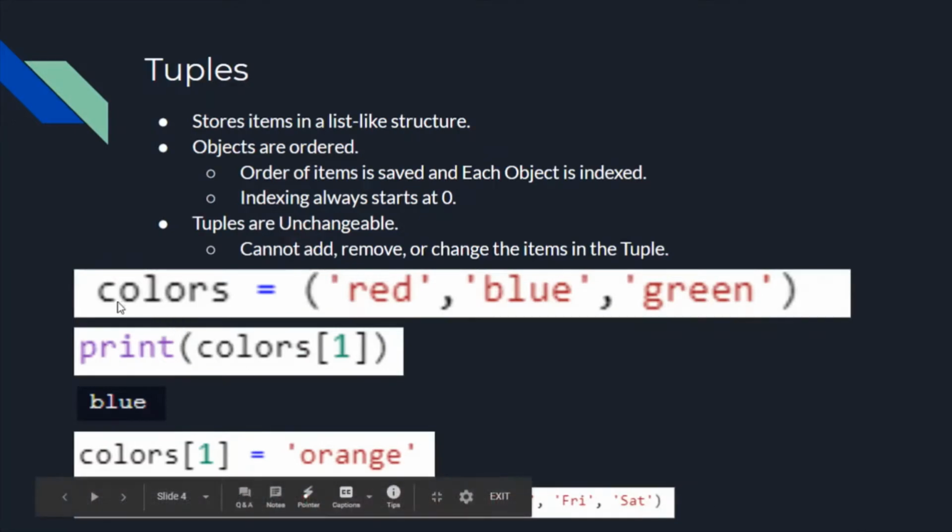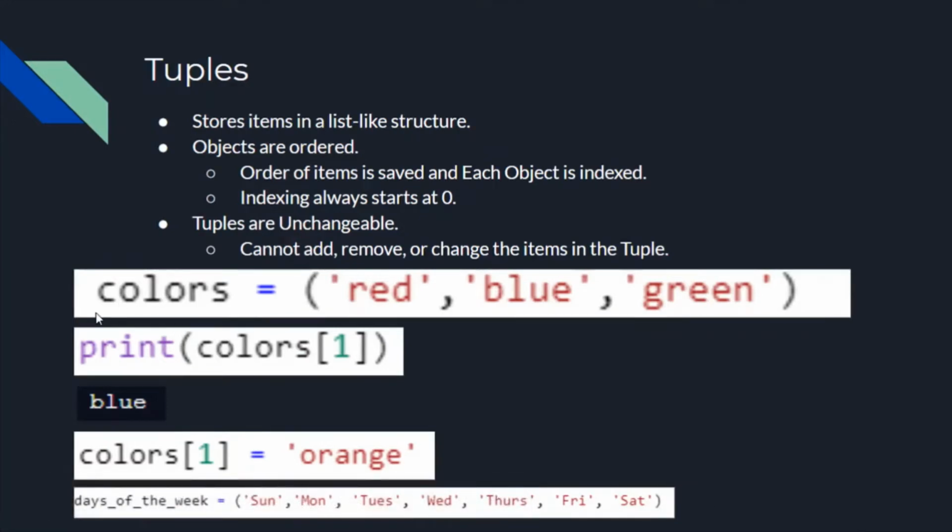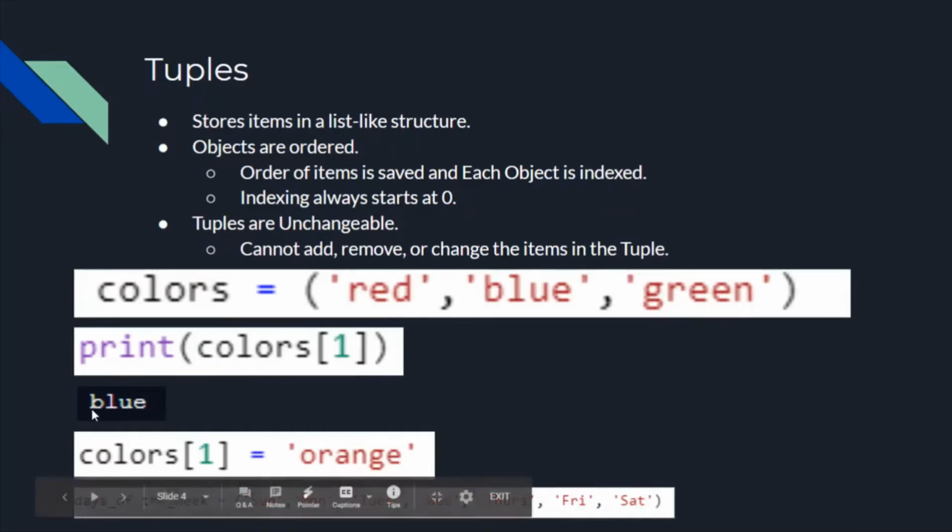So in this example, we have a tuple of colors. And in this tuple, which is inside of these parentheses, we have the strings red, blue, and green, all separated by commas. And if I wanted to refer to this specific blue string, then I would just have to use its index number, which is 1, because red is 0 and then blue is 1. And so if I just printed out this item from the tuple, we get the blue string, which is exactly what we were looking for.